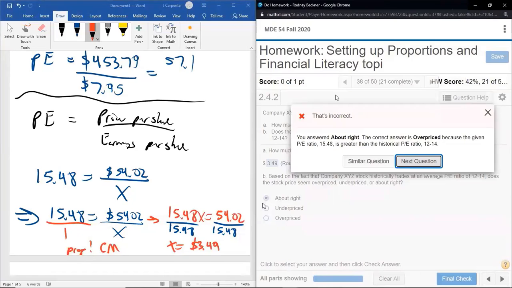As I said, I expected them to say that it was overpriced, but in reality, my math lab is wrong in my opinion, and it is about right. Because again, 15 is about 14.